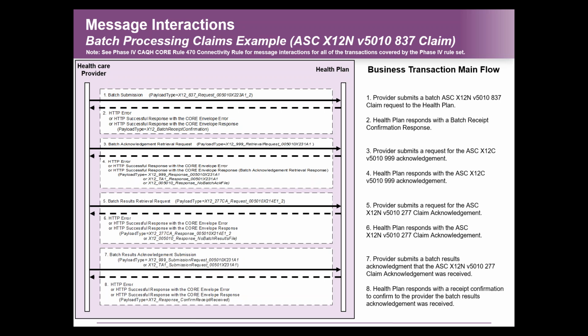Step 3 is the batch acknowledgement retrieval request. Step 4 is the acknowledgement coming back, which is the 999 acknowledgement or TA1 error. Step 5 and 6 is the batch results retrieval request, where step 6 is the results being sent back. Then step 7 and 8 is the batch results acknowledgement, which is acknowledged with either the 999 acknowledgement or the TA1 error by the healthcare provider in step 7. So we can move on to the next slide.